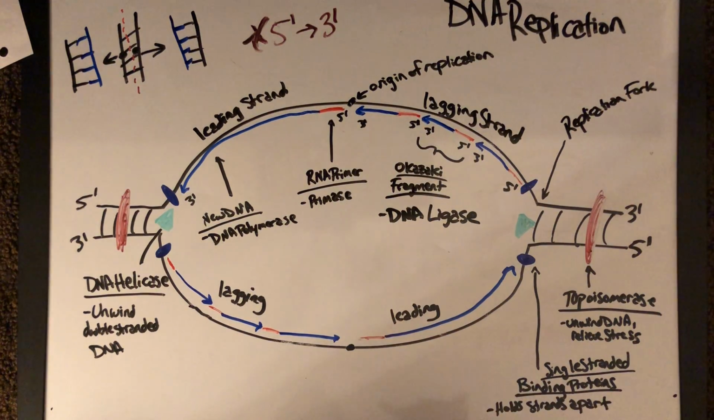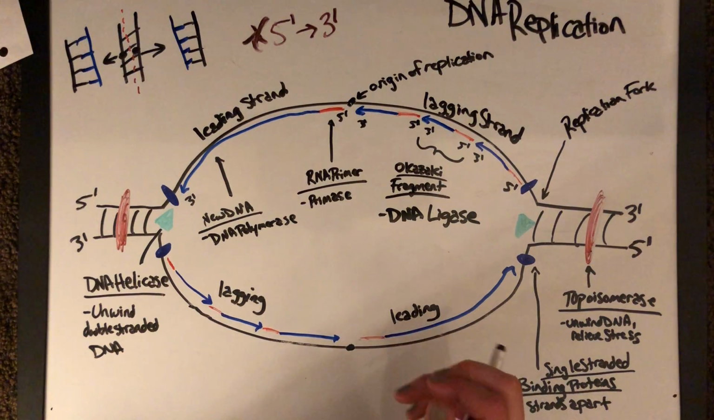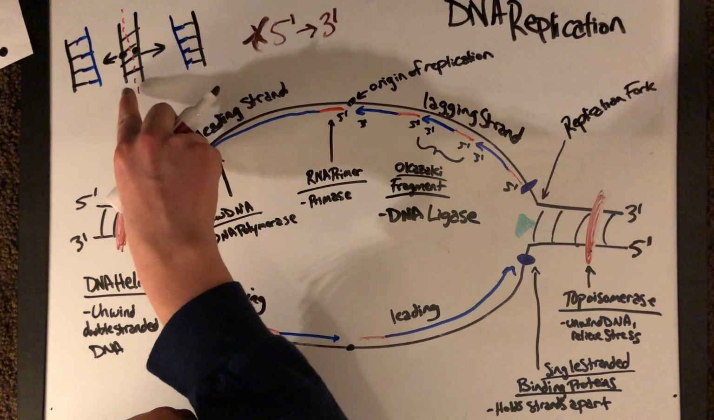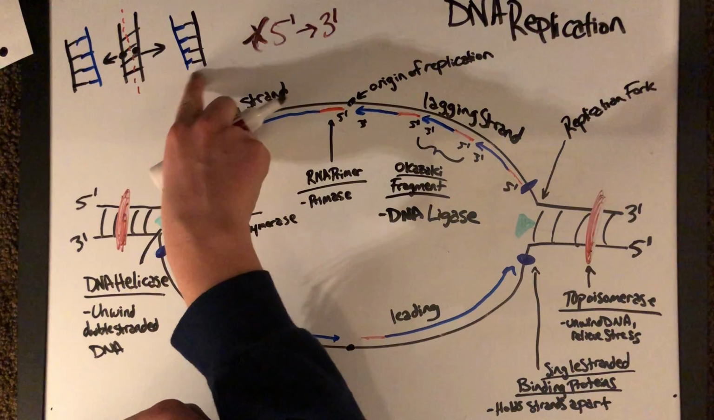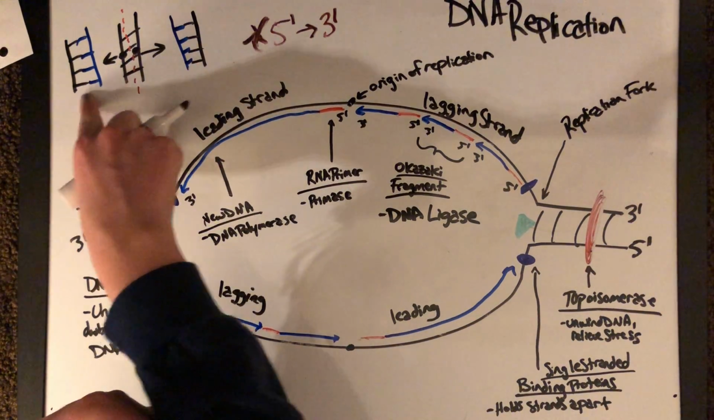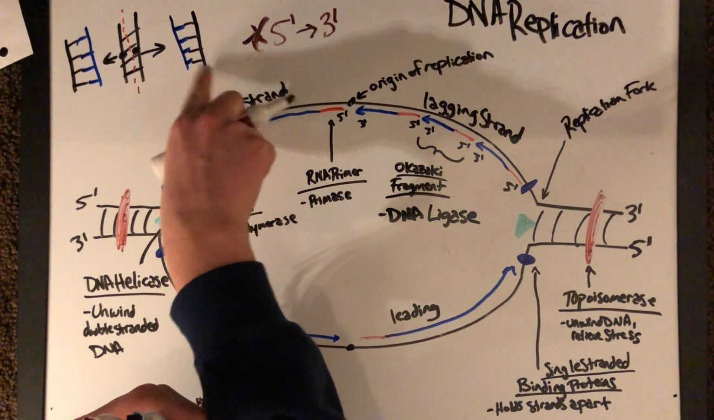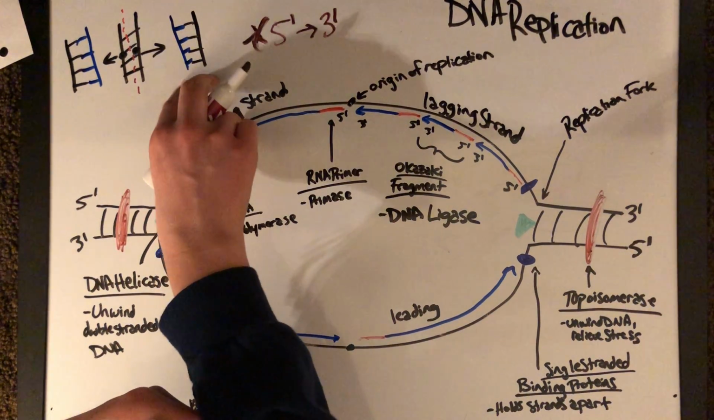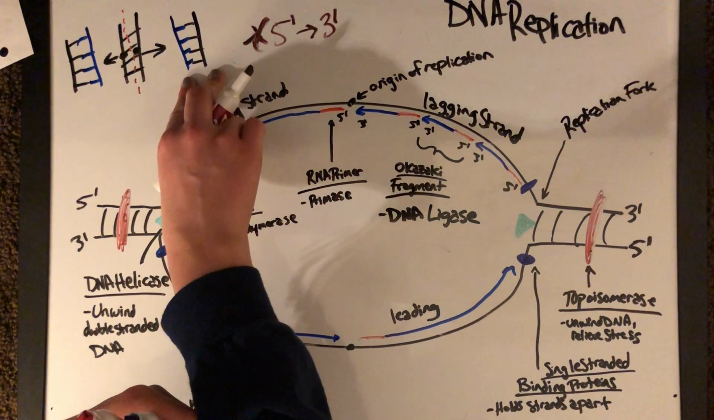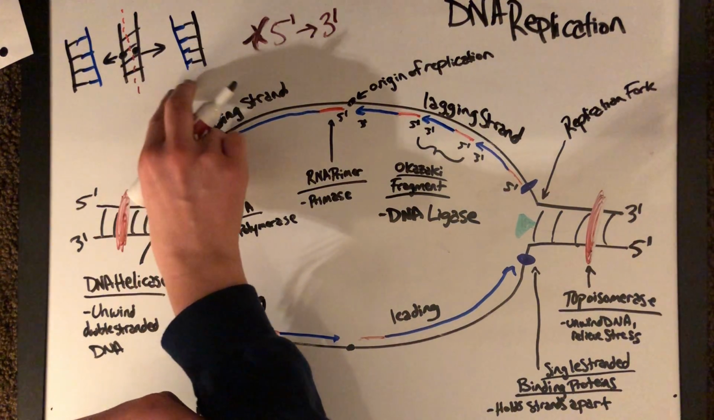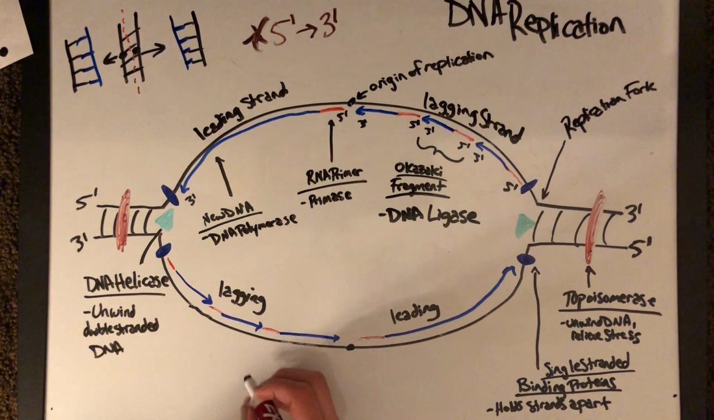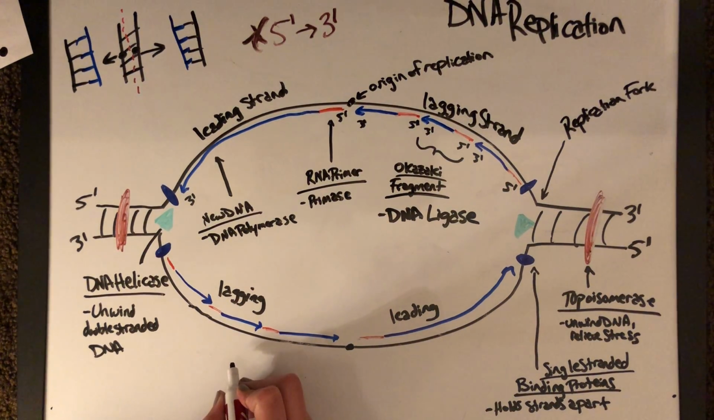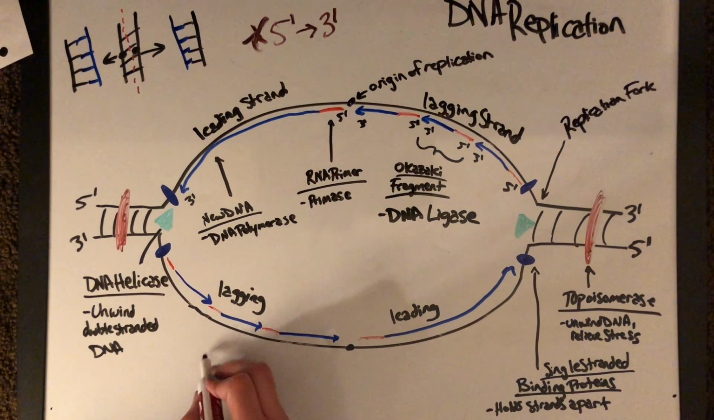And another important thing to note is that this is called semi-conservative replication because we split it apart, and each new DNA is going to have one new strand and one old strand, one new strand, one old strand. So we're half conserving in each our old DNA. So semi-conservative replication, that might be important to know for tests at some point.